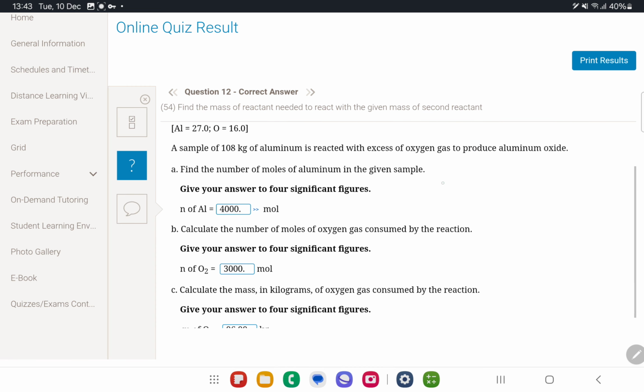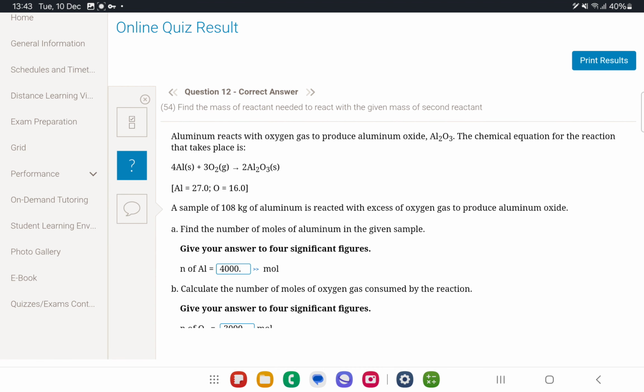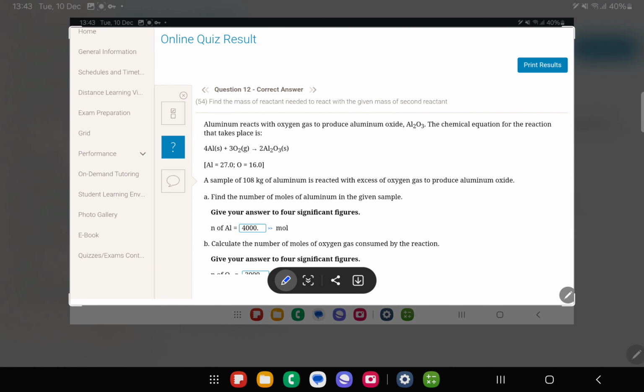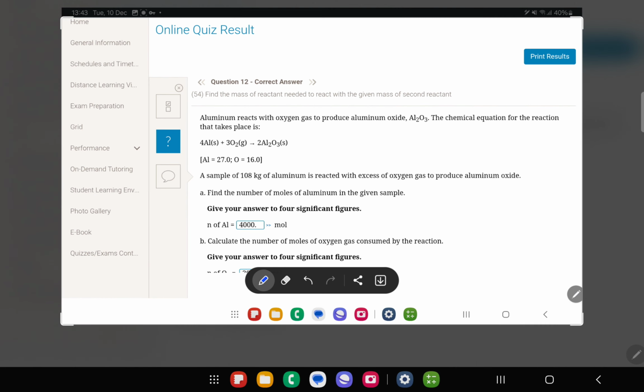Okay, for this one, another past question. We look at the given, of course, as always. Whenever you see these types of questions, always look at the given. They will guide you throughout the question. We have the molar masses of aluminium and oxygen, and we have the mass of aluminium given. But before we apply it, we realize it's in kg. We have to make it into G.